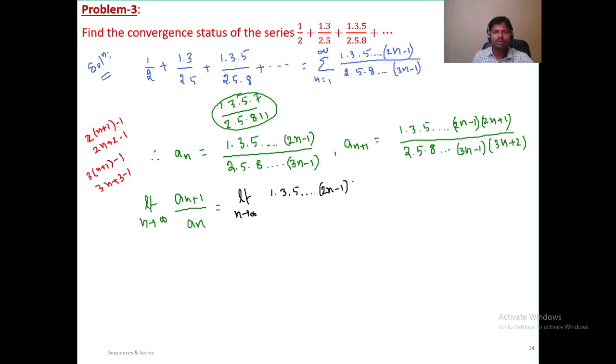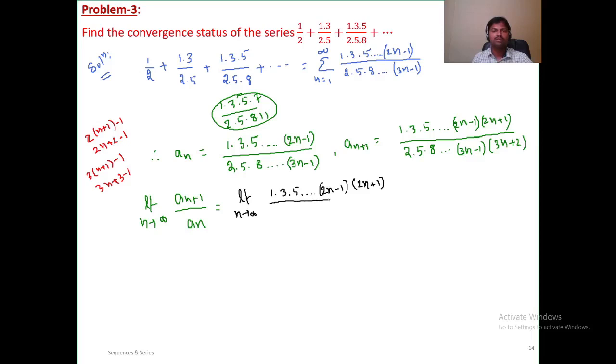Okay. 2n plus 1. You may wonder why I am writing 2n minus 1 again, because this is the nth term, right? The n plus 1th term means what? The next term. So 2n minus 1 is the nth term. What is the next term? The next term is 2n plus 1. So this is the n plus 1th number, and this is the nth number. Okay, that's right. So the n plus 1th number is 3n plus 2. What is the nth number? 3n minus 1, like that.